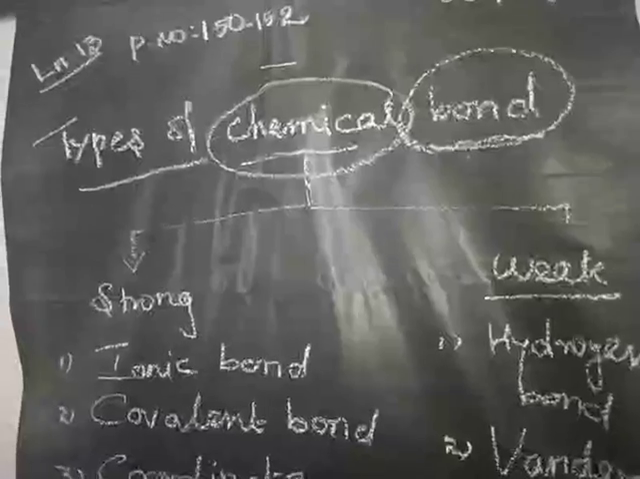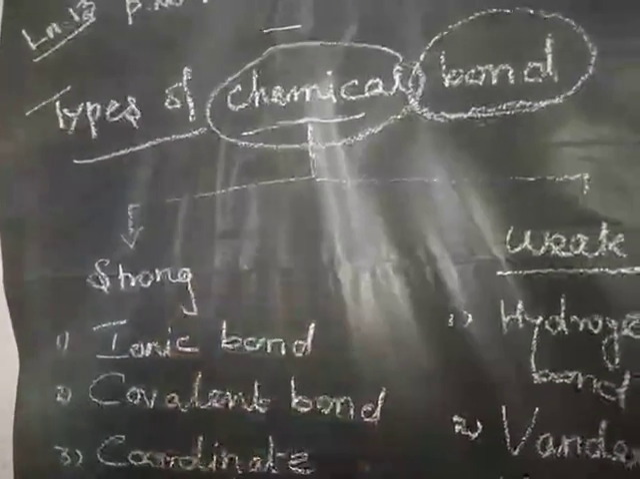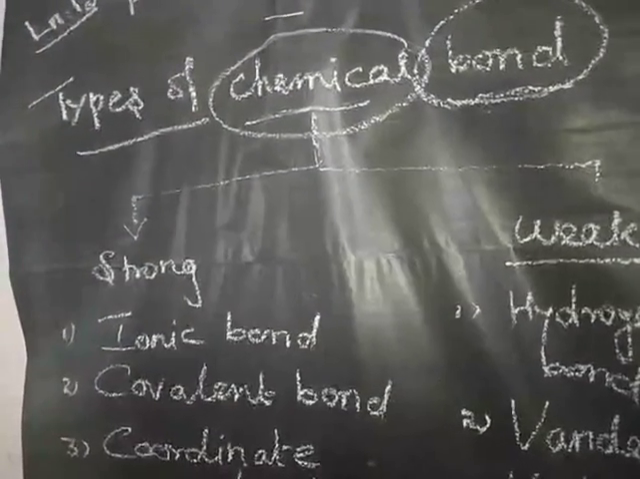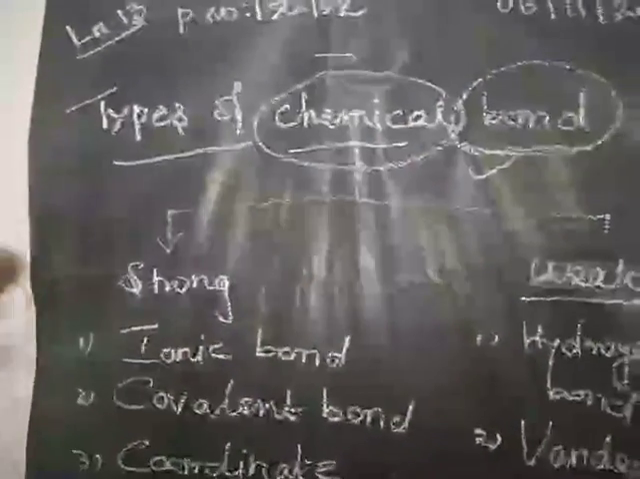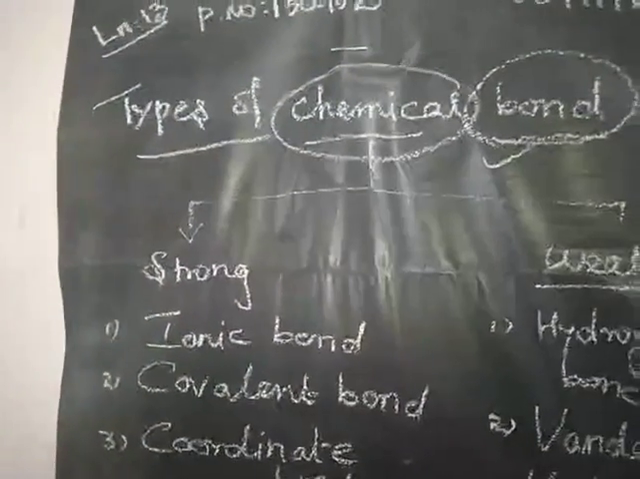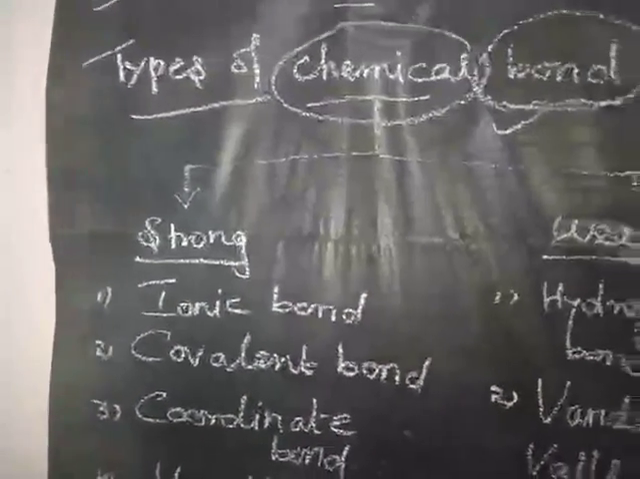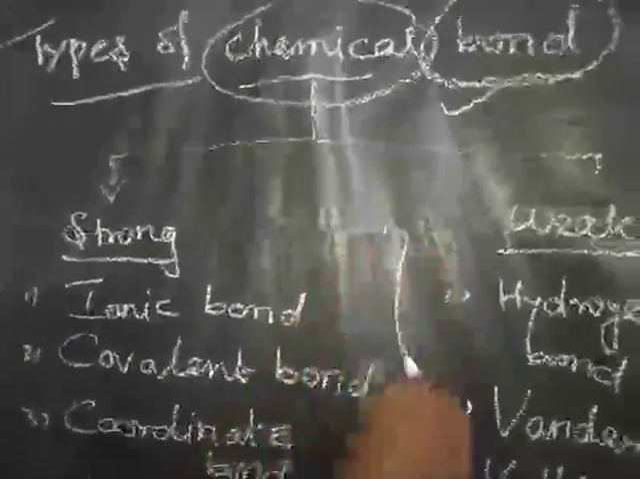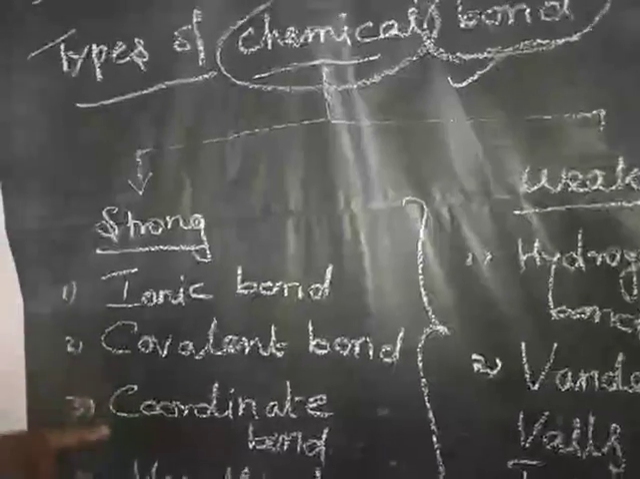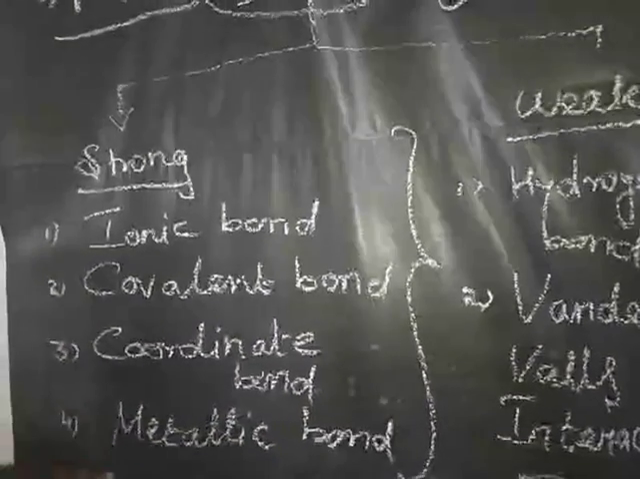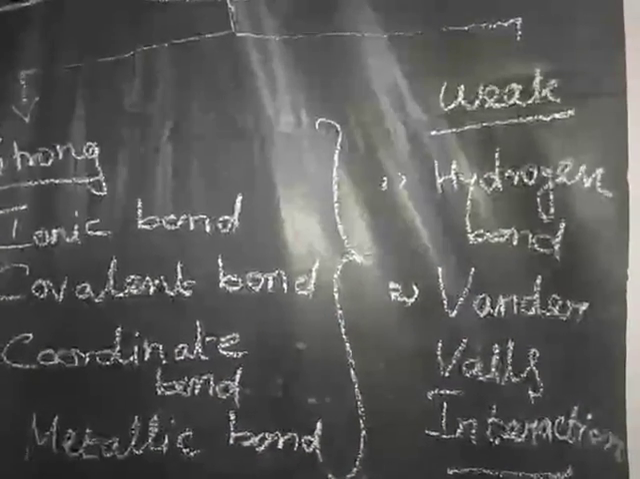Already we have studied the chemical bond theory: either the transfer of electrons or mutual sharing of electrons, and in this way a bond is formed. Based on this, there are two types of chemical bond: strong chemical bond and weak chemical bond. The strong chemical bond can be classified into ionic bond, covalent bond, coordinate bond and metallic bond. The weak bonds are hydrogen bond and van der Waals interactions.